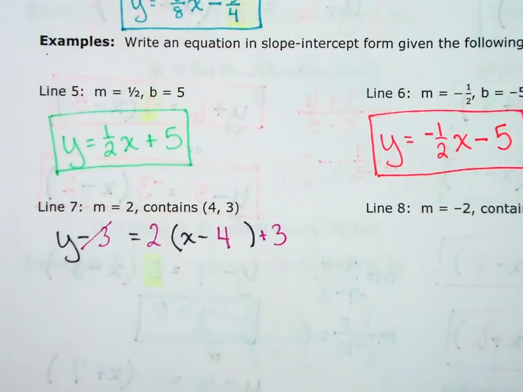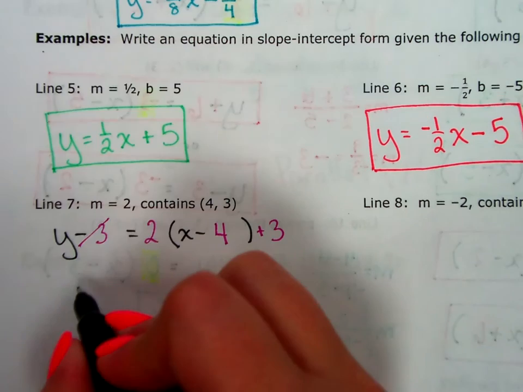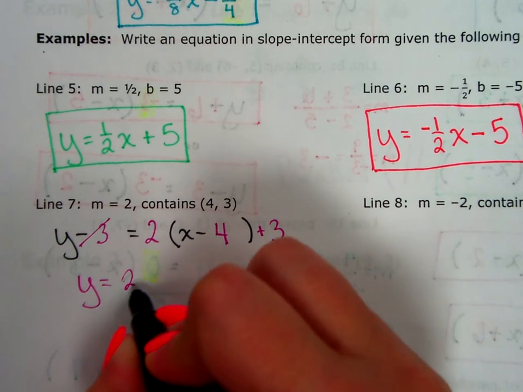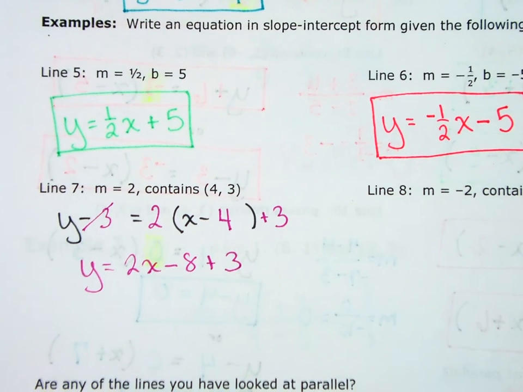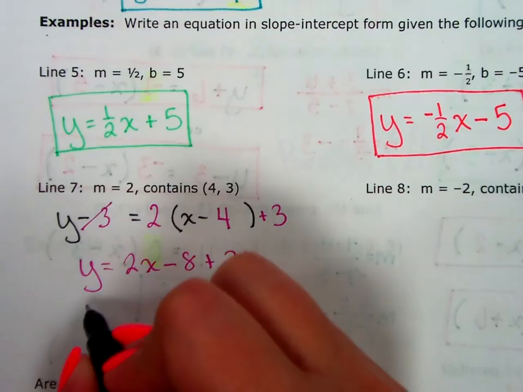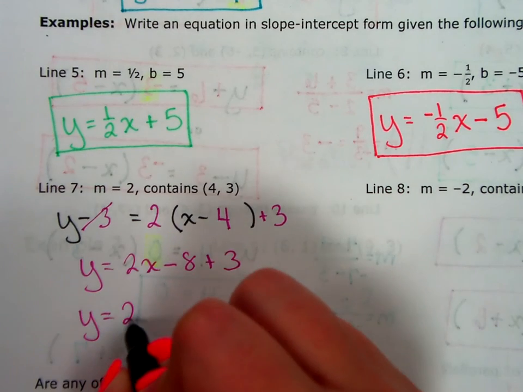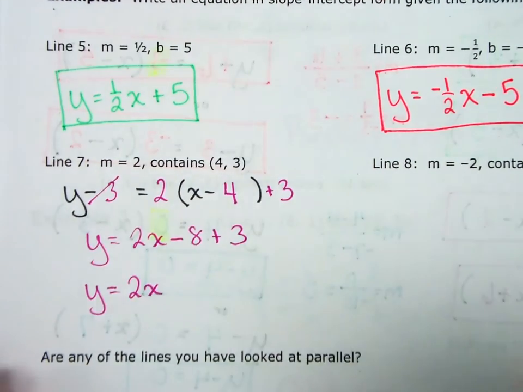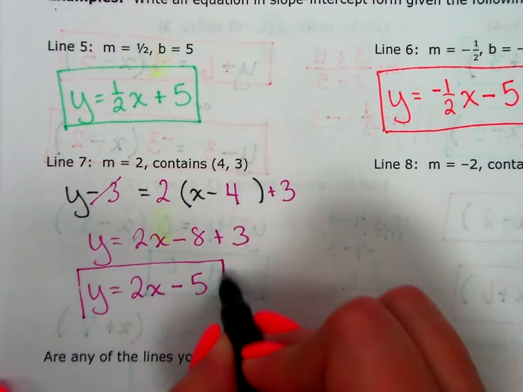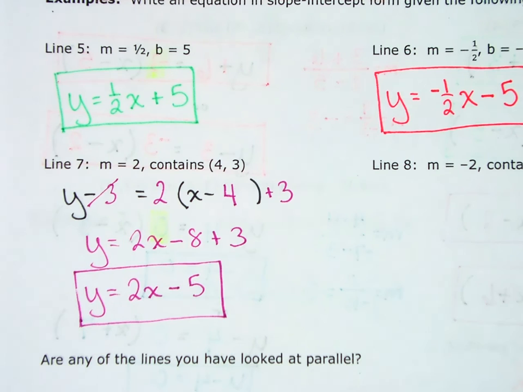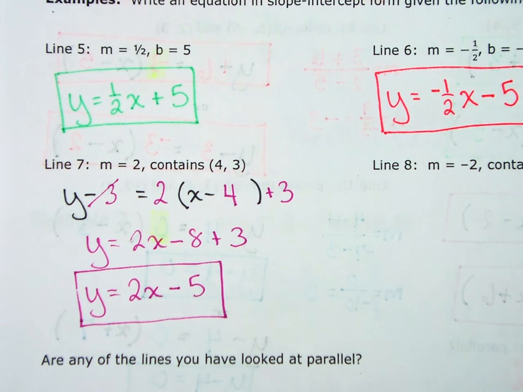What's the first thing I'm going to do? Add 3. Add the 3 to both sides. Then what am I going to do? Distribute. Then what am I going to do? Combine like terms. Negative 8 plus 3? Negative 5. Easy peasy.